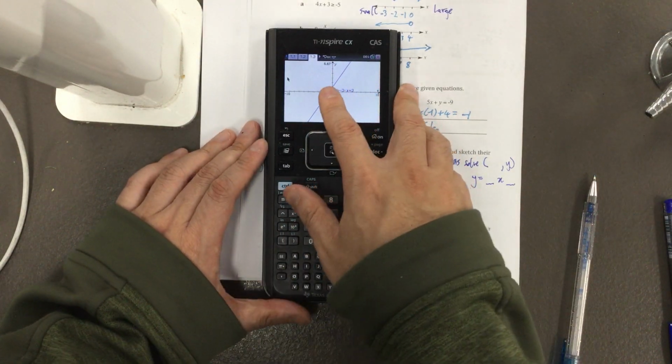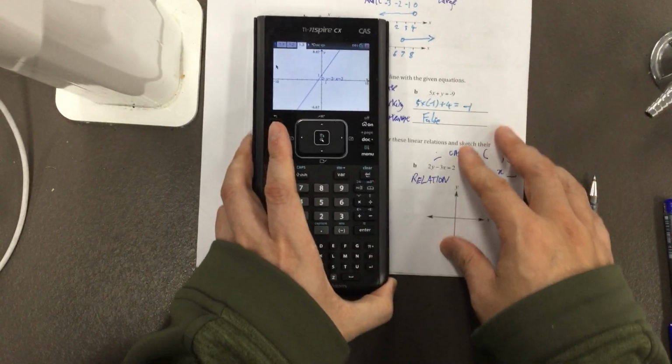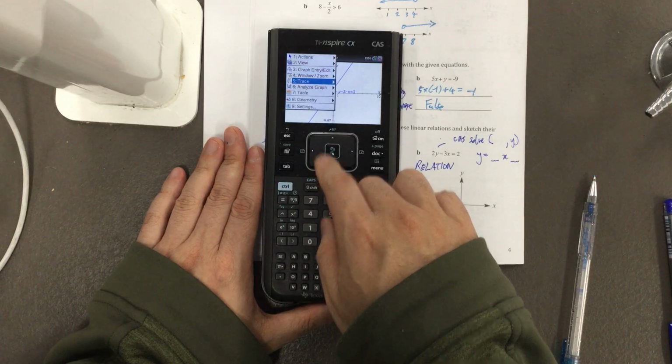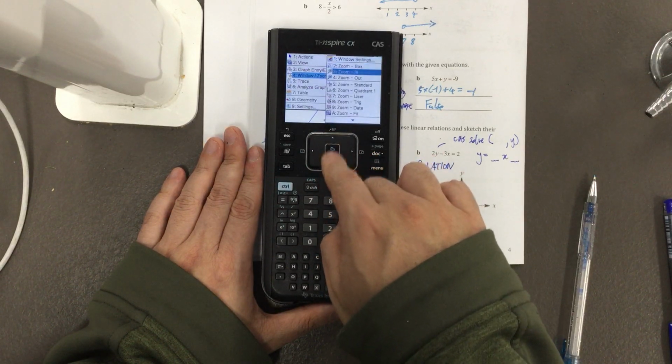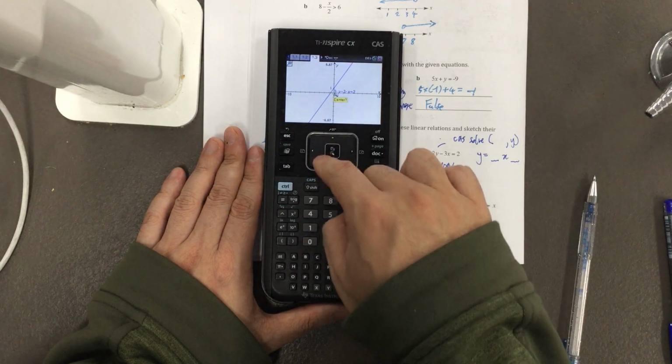But if I'm not too clear with the graph itself, I need to zoom in. So you go to menu, you go to zoom, you go zoom in. And just put the center wherever you want the center to be.